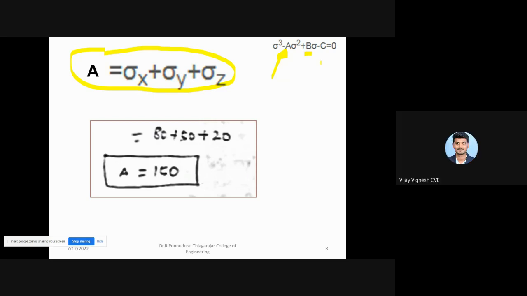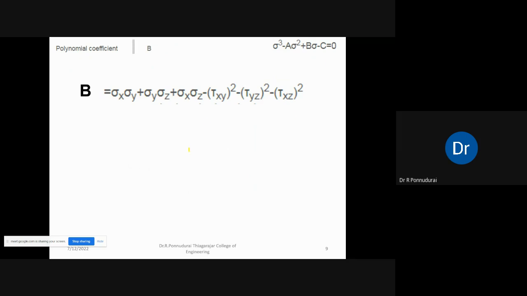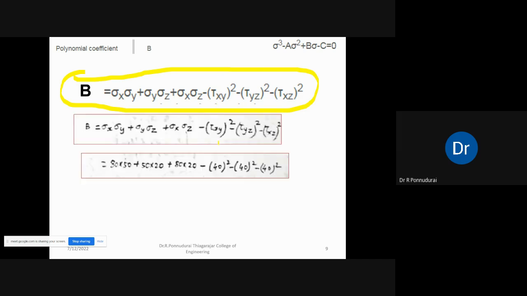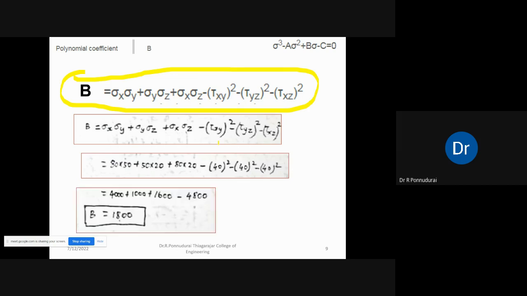Yes, sir. The constant B can be obtained by using this expression: sigma x into sigma y plus sigma y into sigma z plus sigma x into sigma z minus tau xy the whole square minus tau yz the whole square minus tau xz the whole square. We know the values of sigma x, sigma y, and all the shear components, so we can calculate B using this expression. Let us assume we arrived at the value of B, say 1800.